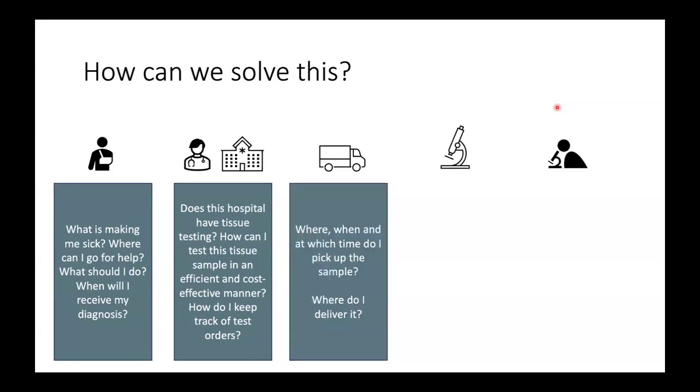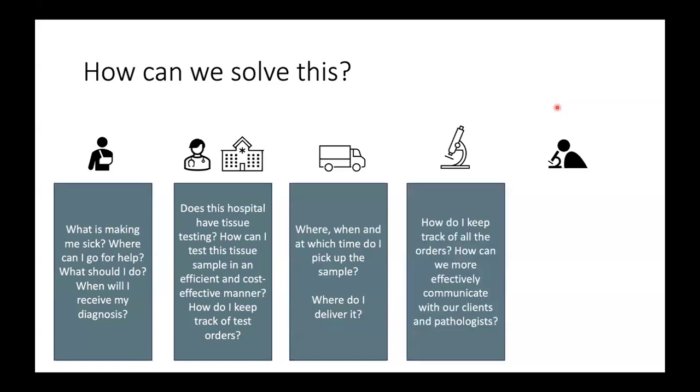The logistics people want to know, where do I pick up the sample? Where do I drop it? Some labs have a perennial problem. The problem is, how do I keep track of all these orders? I've received 10 today, 15 yesterday, 30 the other day. I'm getting 10, another 8 tomorrow. How do I keep track of which ones are at which stages? Because there are so many stages within the lab process, and keeping track of what is where can be really tricky. How do I communicate more effectively with my clients and with my pathologists?